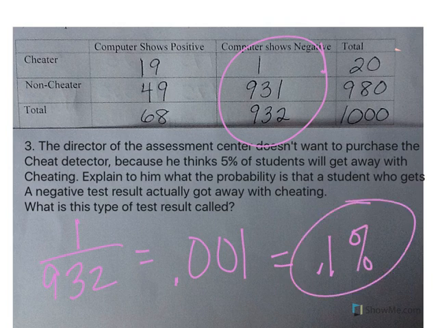So out of every 1,000 students, one will get away with cheating. It's not 5%, it's 0.1%. It's much, much smaller. And this is called a false negative because it's a negative test, but a false reading. And that is your practice with false positive, false negative.